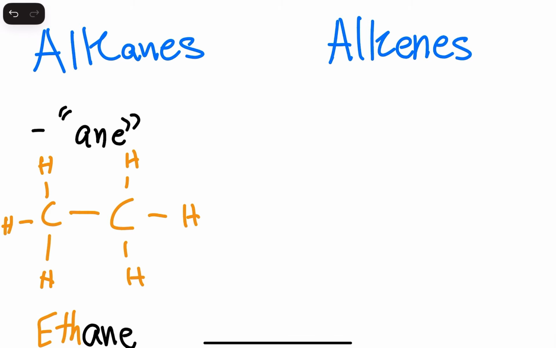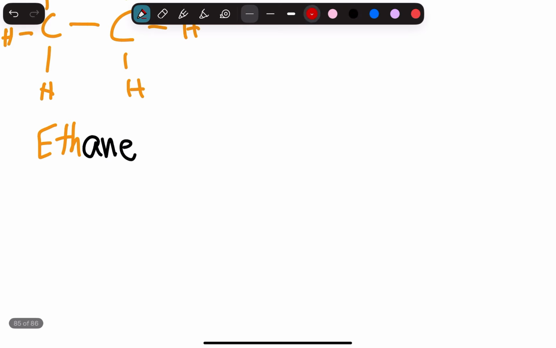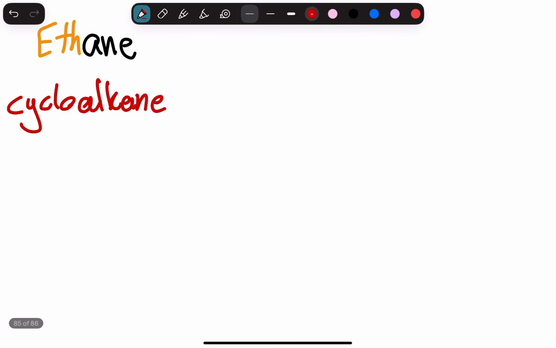Now, if we want to move on to another thing in alkanes, it would be something called a cycloalkane. Basically, it's when we have a chain of alkanes that are cyclic, or connected together. So it's not an open chain, it's a closed chain.